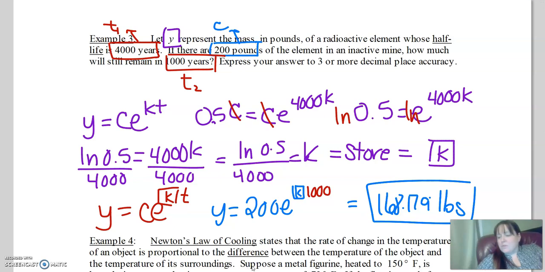So we're going to talk about Newton's law of cooling. And again, this is something that comes up quite often in science. So let's take a look at this.